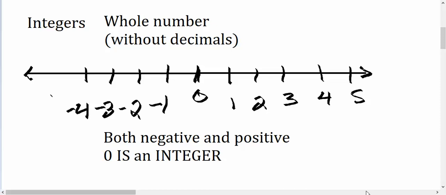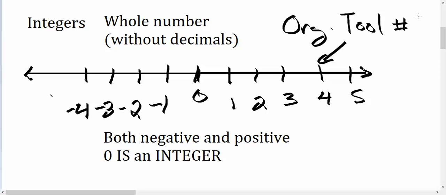Now, what I've drawn here is called a number line. This is actually going to be our first organizational tool as we go through the GMAT. So a number line is our organizational tool number 1. Okay, well, let's talk a little bit more about some of the basics of integers right now.